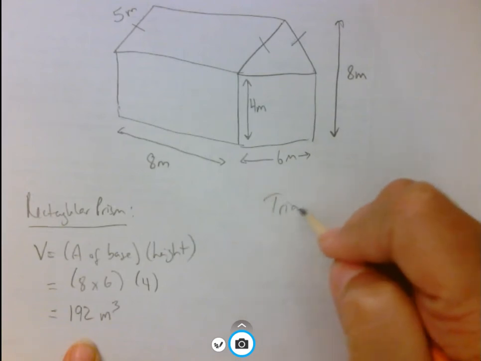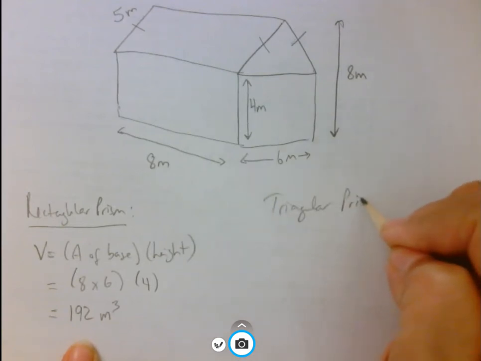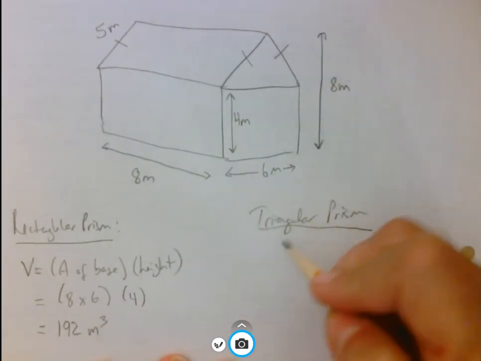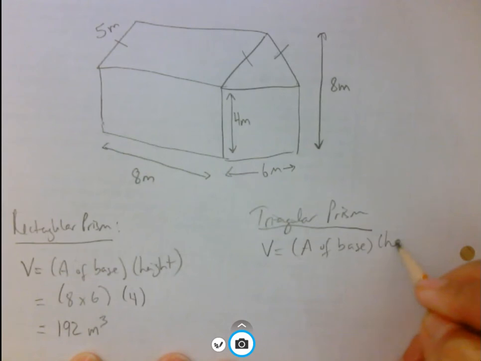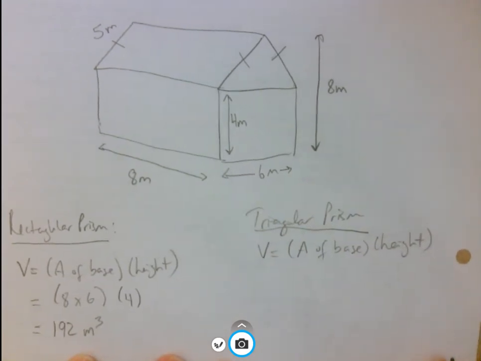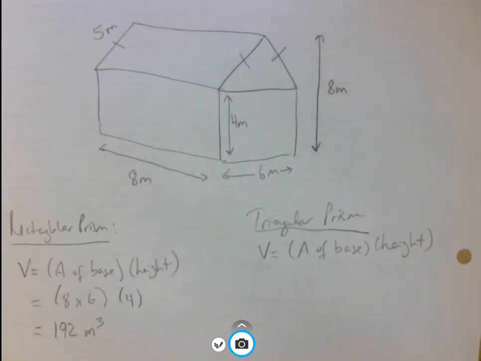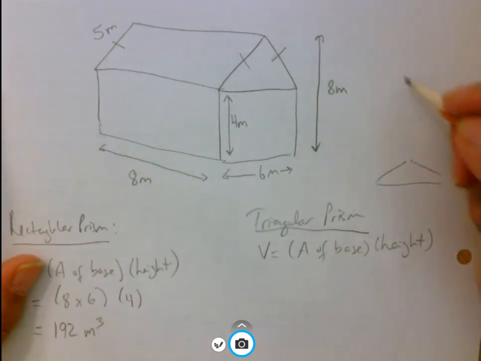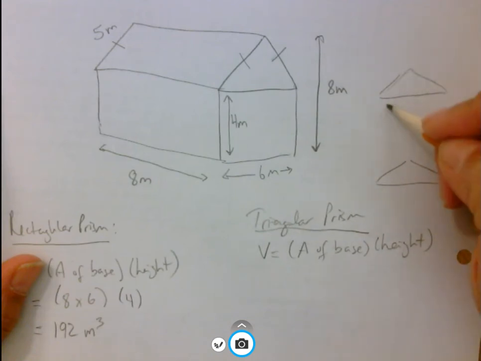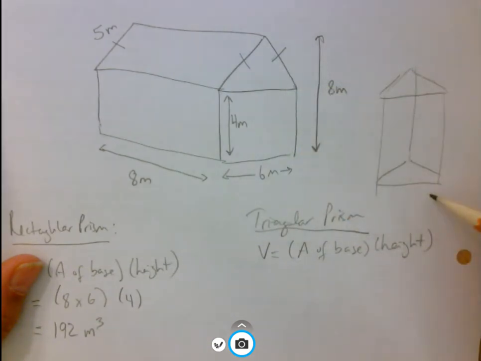Now, the triangular prism is a problem because they didn't give you one of the things that you need. Remember, volume is area of the base times height. And remember that when we work with triangular prisms, we have to take this one and flip it on its side so that it's standing like this. With prisms, the bases have to be congruent to each other, and all the other faces are rectangles. So we have to look at that triangle as the base.